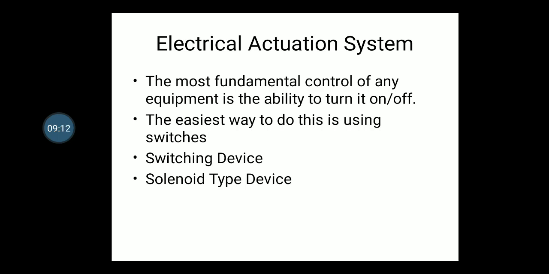There are generally two types of switches. One is a switching device, right? And the other is solenoid type devices. So these are the two electrical actuation types. So these are basically the three basic actuation systems. One was hydraulic. In hydraulic we use fluids.